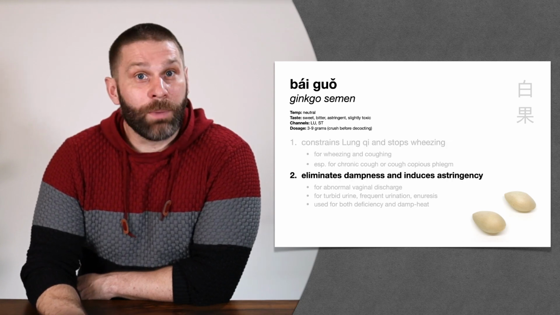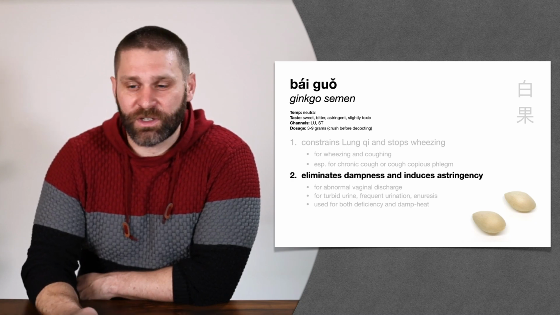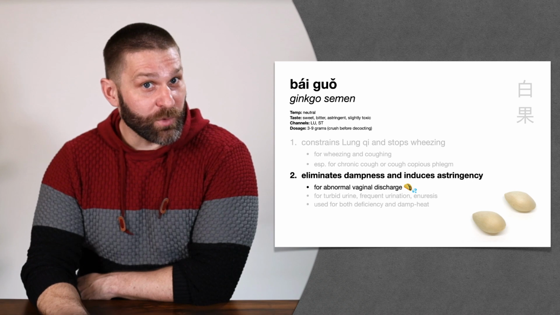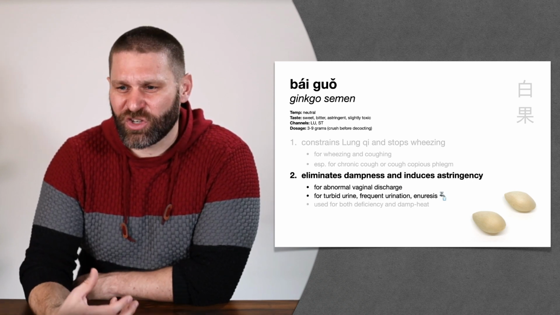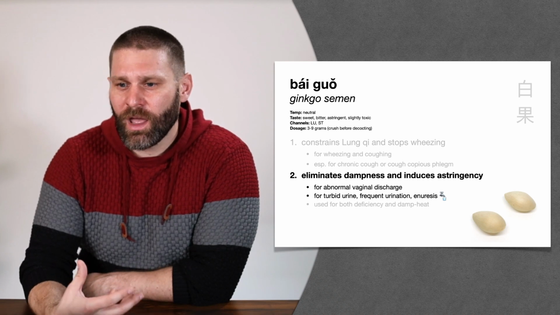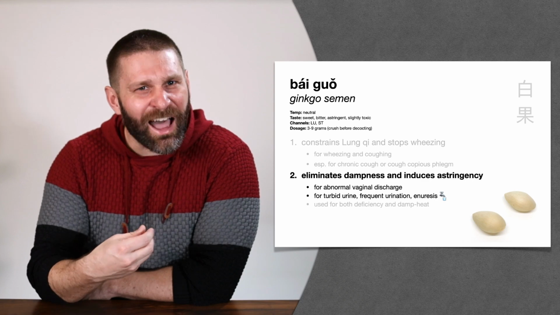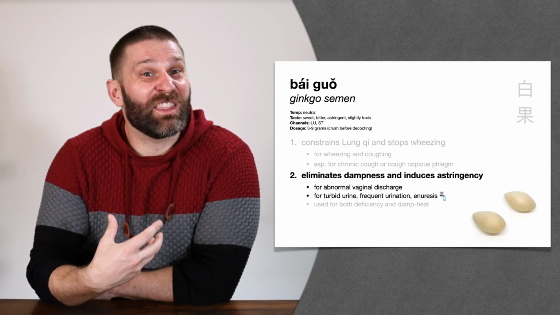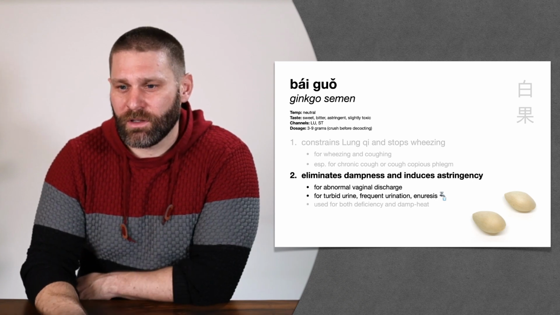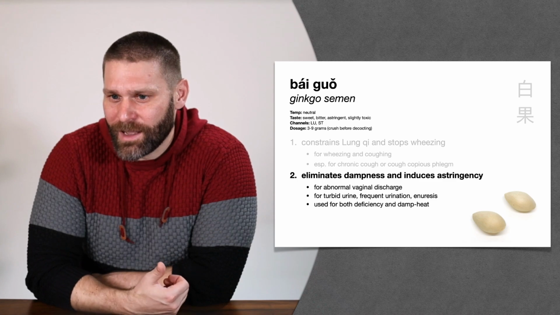But we should also know that Bai Guo has an action of eliminating dampness and inducing astringency. So it's good for abnormal vaginal discharge or for dampness that comes out in the urine: turbid urine, frequent urine, and enuresis, so urination issues, but especially when the urine is cloudy or milky, and that's a sign that there's some dampness coming out in the urine. And so this one can be used for both deficiency and damp heat.